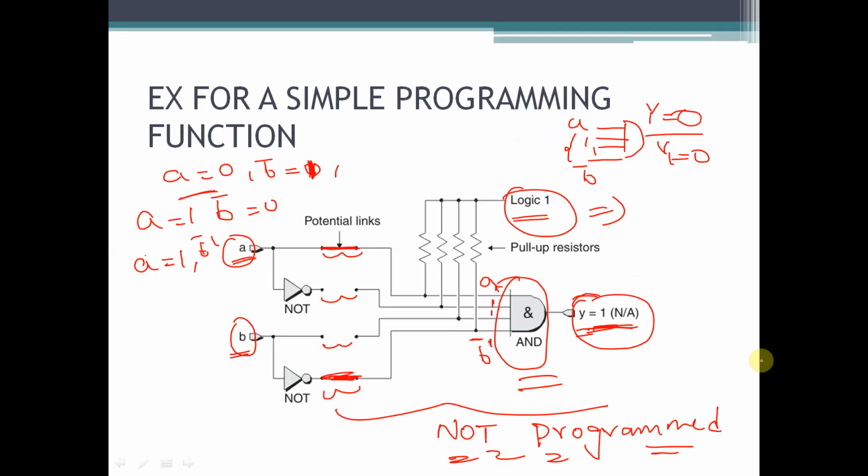If you are applying a particular input, your output is being programmed, right? So basically the programmer is applying the inputs. After connecting these potential links, whenever you apply any input, you get a particular output. So this circuit will behave accordingly.